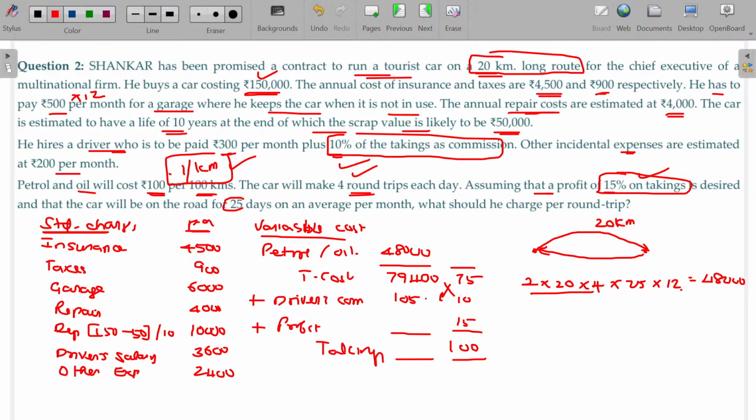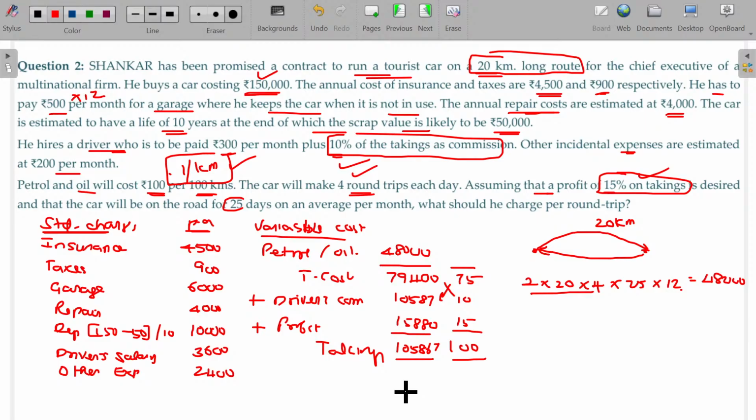10,000, 87. Then profit being 15,880. Add up this. 867. This is the total takings.